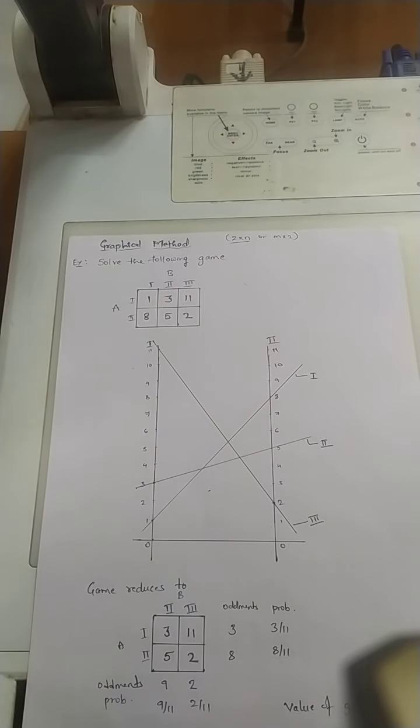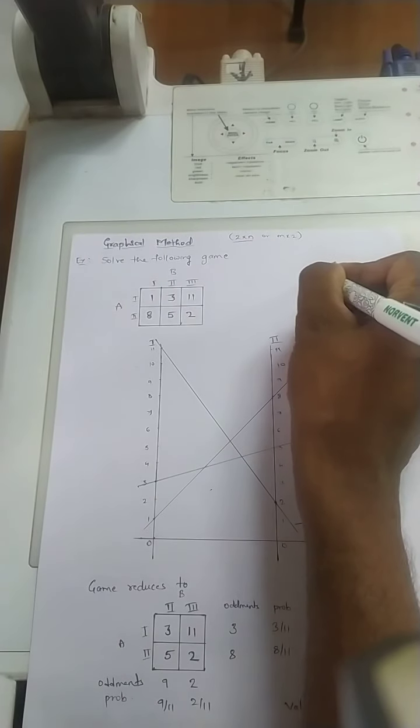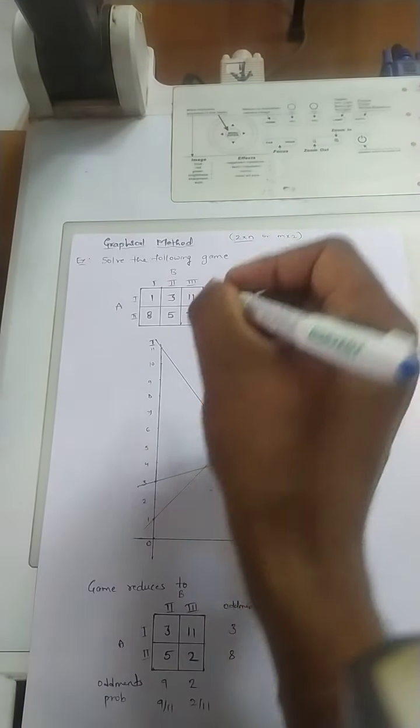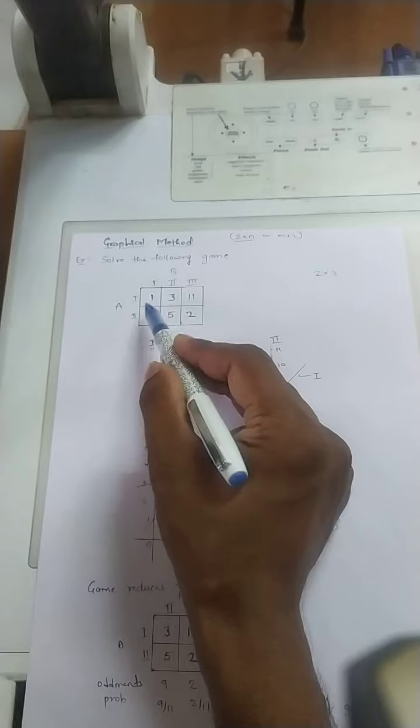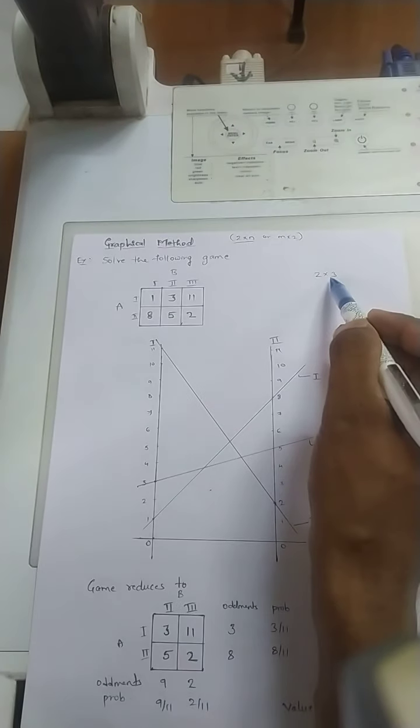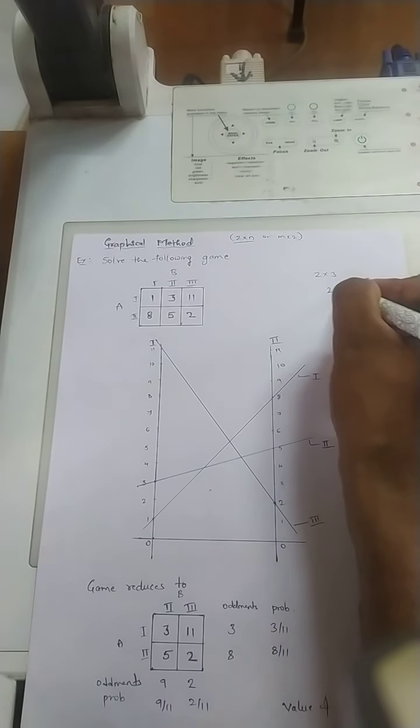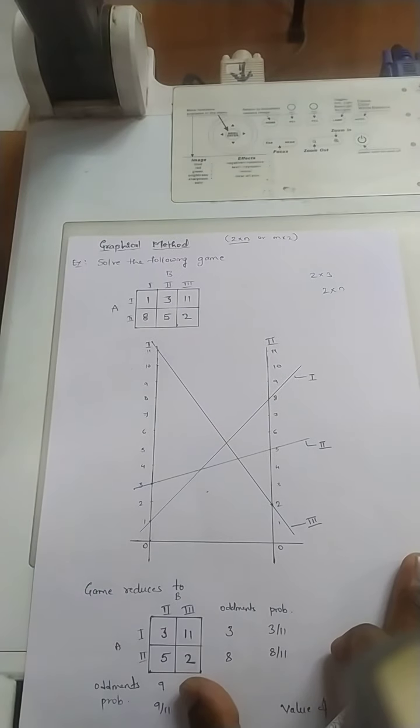In this video, I am going to explain the graphical method to solve games. Now the question will be like, solve the following game. First, you have to check whether there is a saddle point or not. If there is no saddle point and if it is a 2 cross m matrix, as in this example where we have taken a 2 cross 3 matrix, there is no saddle point for this particular matrix, and it is of the form 2 cross n. So we go for the graphical method.